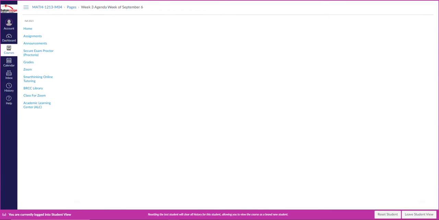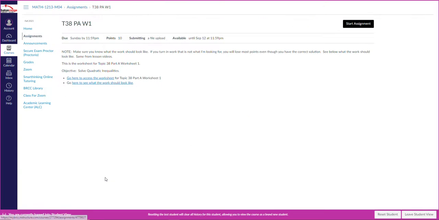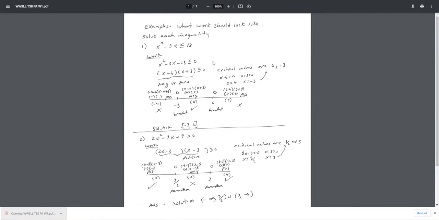So let's go back, and then if you click on the worksheet, go here. I want you to notice right here it says make sure you know what the work should look like. If you turn in work that is not what I'm looking for, you will lose most points even though you have the correct solution. So see below what the work should look like, and the work is the same as those lessons you just saw. If I go to the one right here, see where it says go here to see what the work should look like, click on that, download it, and this is what I'm looking for.